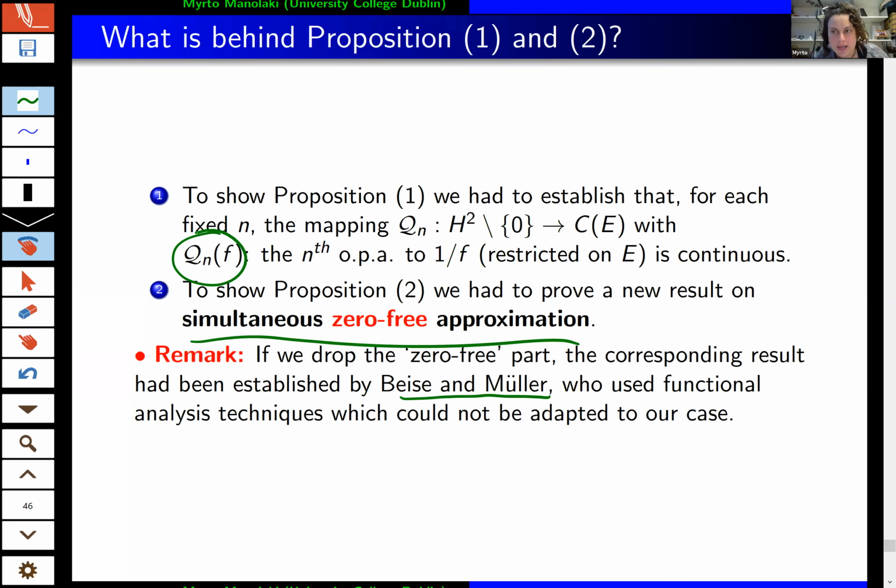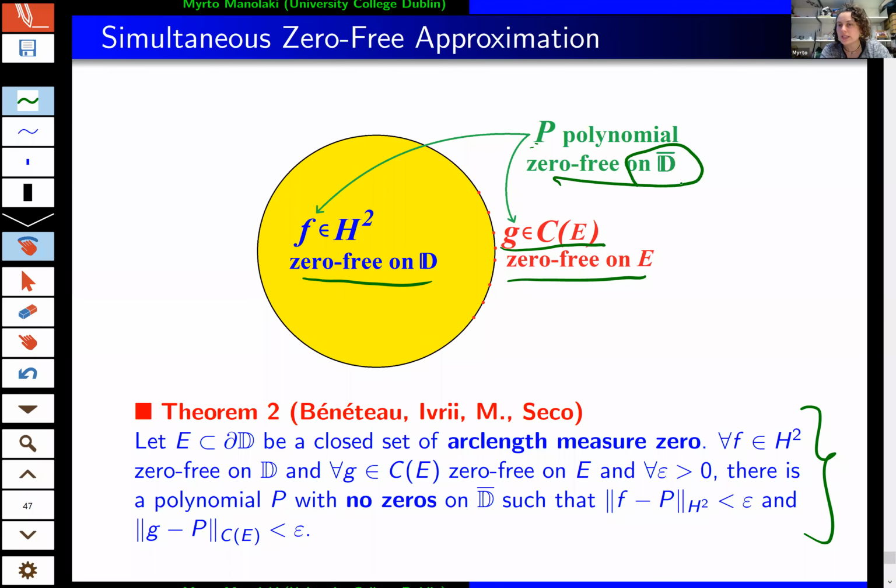So what we had to do is to obtain a zero-free simultaneous approximation result. What it says is: give me any function G continuous on a set E of measure zero on the unit circle, and give me any function f in H2, which again is zero free on the disk. I want to be able to find a polynomial which is zero free on the closed disk. That's what is important. And it can approximate simultaneously f in my Hardy space, and G in the space of continuous functions on E. So this we had to construct, and this was essentially the most difficult part of the proof.